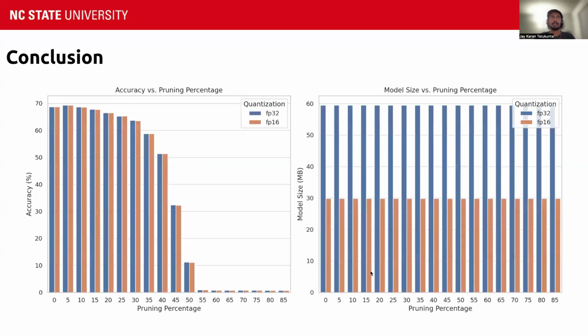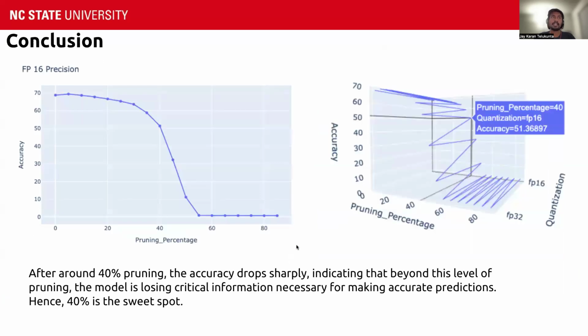This is a quick recap of how the accuracy was changing. You would see after 40, it was a steep decrease. That's why we consider 40 as the sweet spot in our case. And as you can see, the model size was reduced by half. This was another graph which we have included.